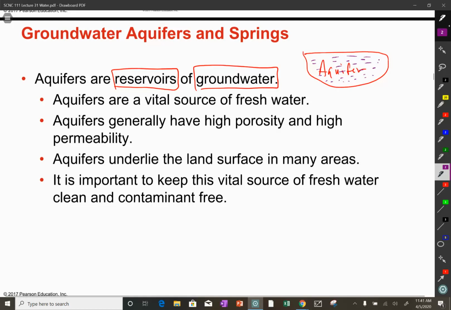They're a vital source of fresh water. And like I said, high porosity and high permeability. High porosity, lots of storage space. High permeability, water can go through it easily. So, do you know anything about aquifers?